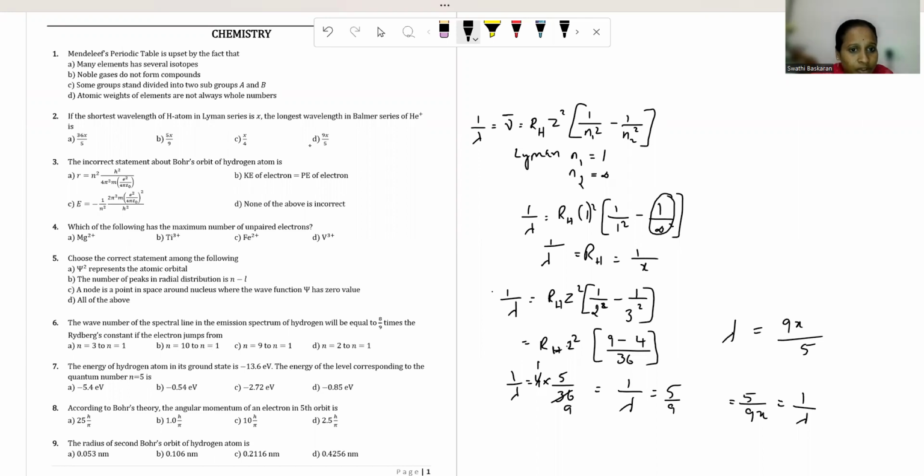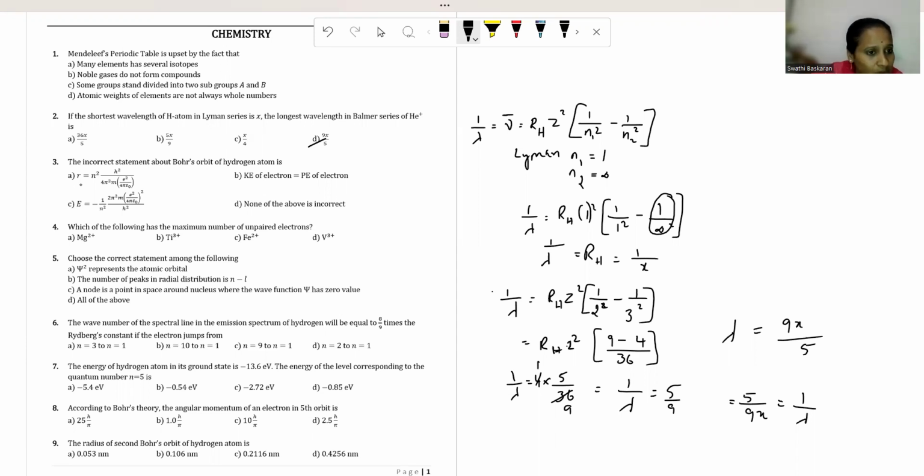So here we have option D to be correct. So this option is correct. Now coming to the third question. What they are asking in the third question is the incorrect statement about Bohr's orbit of hydrogen atom. Now let us find out which is the incorrect statement.